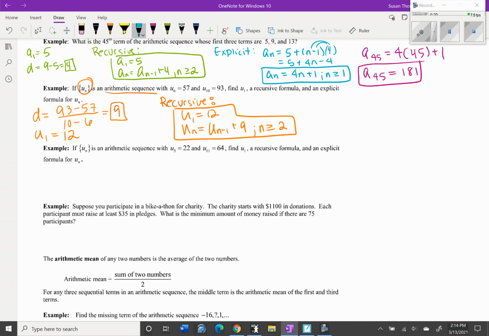And then for my explicit form, we have u sub n is equal to my first term, which is 12, plus n minus 1 times my common difference, which is 9. And then I'm going to distribute. So we get 12 plus 9n minus 9. So u sub n is equal to 9n plus 3 for n values greater than or equal to 1.